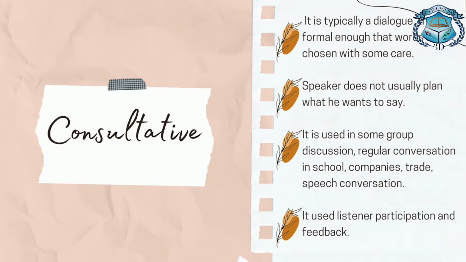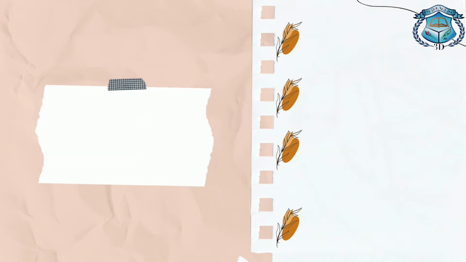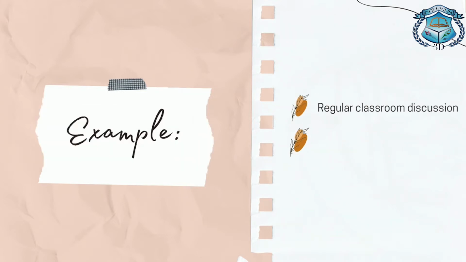The last one is consultative. It is typically a dialogue, though formal enough that words are chosen with some care. The speaker does not usually plan what he wants to say. It is used in some group discussion, regular conversation in school, companies, trade, speech conversations. It uses listener participation and feedback. Examples: regular classroom discussions or doctor-patient consultation.